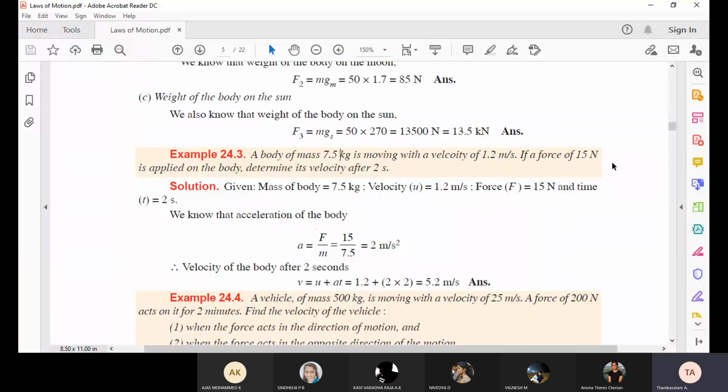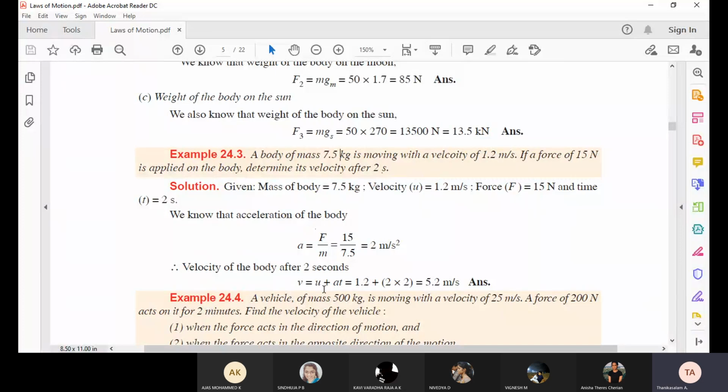With a force of 15 Newton applied on the body, determine velocity after 2 seconds. So after 2 seconds means what velocity? Final velocity. So given data: mass of the body is 7.5 kg. Students, you have to always write the symbol. Moving with means initial velocity, U equal to 1.2 meter per second. Force equal to 15 Newton. And time t equal to 2 seconds. They asked the final velocity, V equal to question mark.